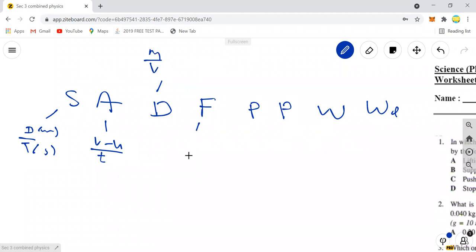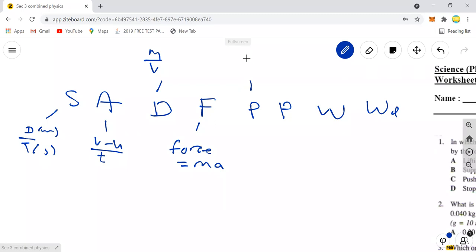F, what's F? Force equals mass times acceleration. You didn't get that? You forgot. Okay, what's M? Mass is in terms of kilogram. A is in terms of? What's the acceleration? Meter per second squared. Very good.